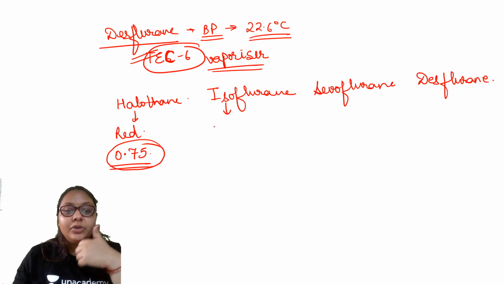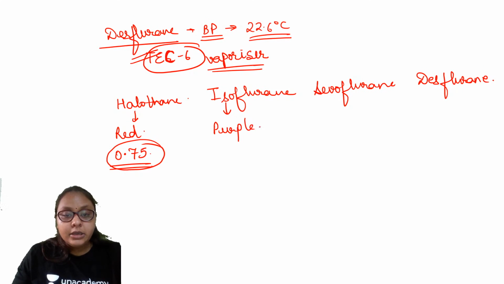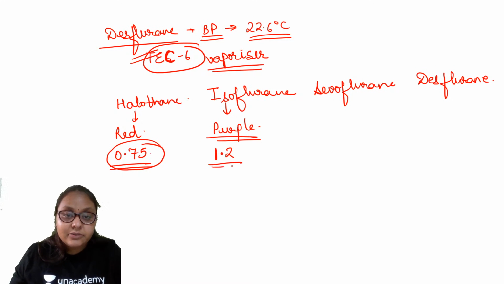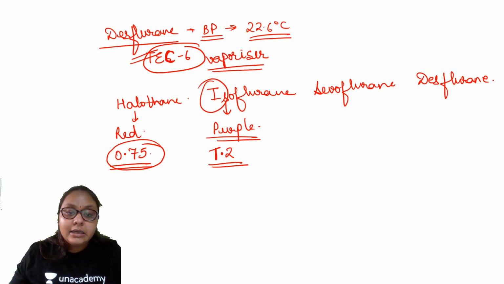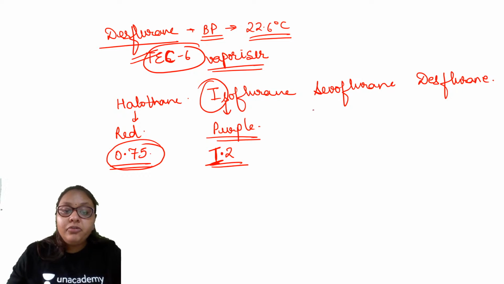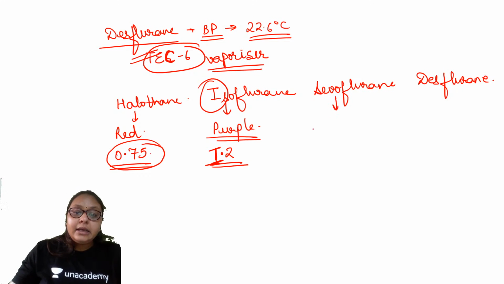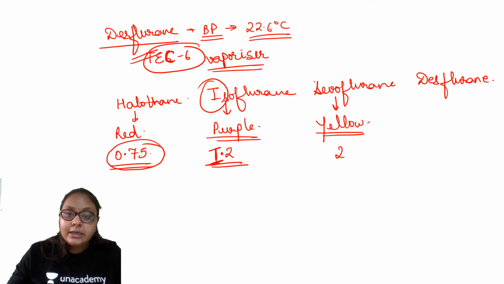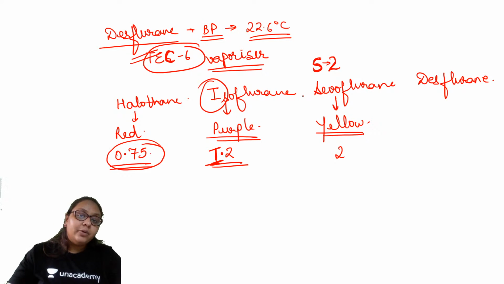Isoflurane, it is purple in color. The vaporizer is purple in color and its MAC value is 1.2. Sevoflurane, it is yellow in color. The vaporizer is yellow in color and its MAC is 2. So CO, written like this, its mirror image is 2. So the MAC value of sevoflurane is 2.